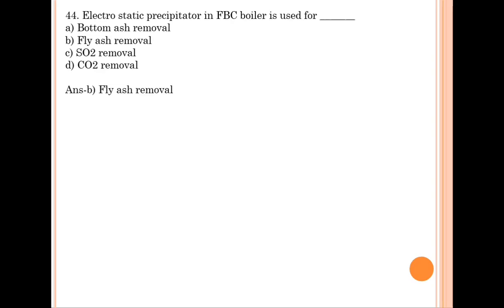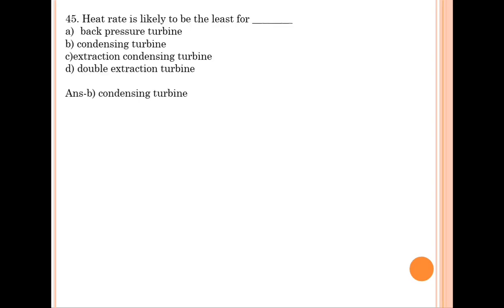ESP, electrostatic precipitator in FBC, fluidized bed combustion boiler, is used for the removal of fly ash. So option B is the right answer because bottom ash removal is in the bottom ash hopper in the furnace area, and SO2 removal can be possible by installation of FGD. So fly ash removal is the right answer.